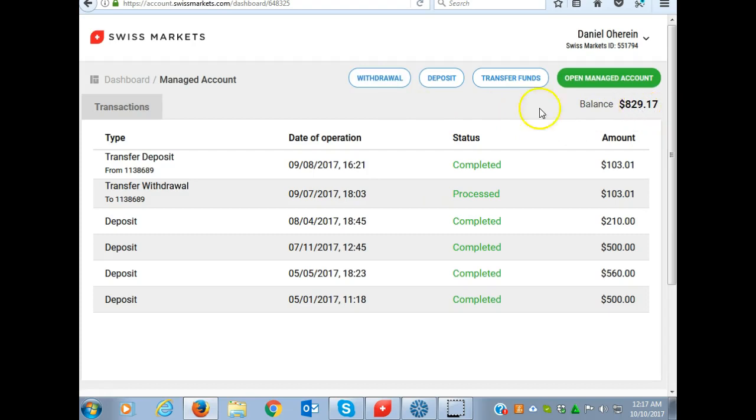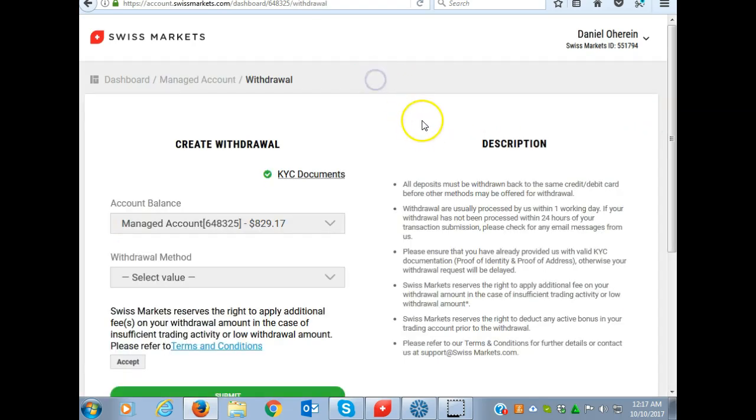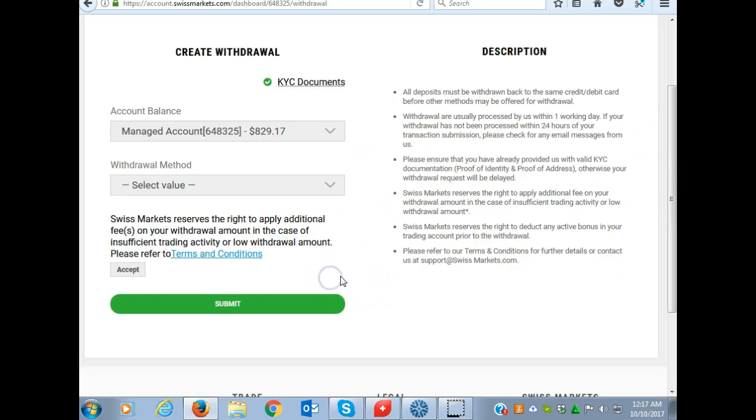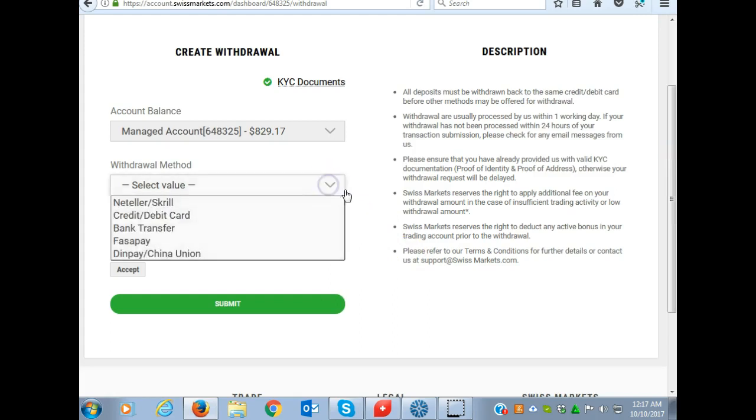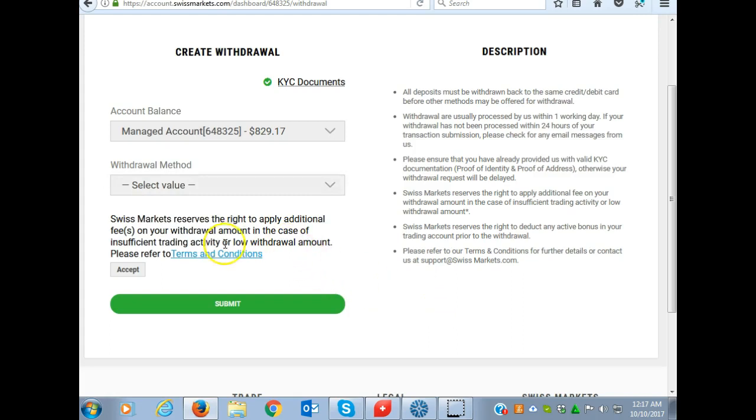If I want to withdraw this money, I can then click on withdraw, and then I will state how I want to withdraw the money. Maybe I want to withdraw it back to my credit card, to my bank transfer. These are the main options for me. Other people may use some other means of accepting payment. But in this particular case, I am not transferring this money.